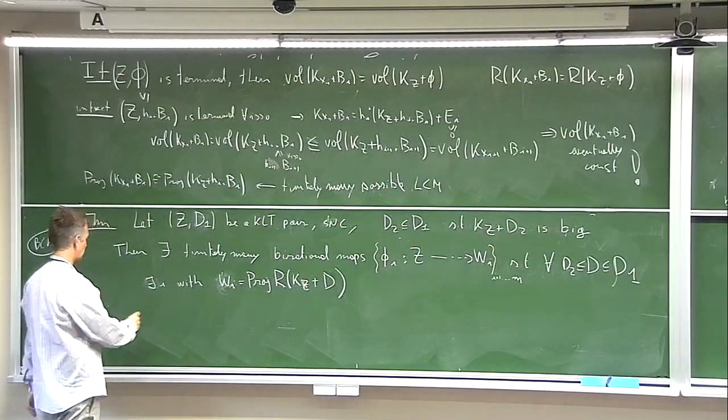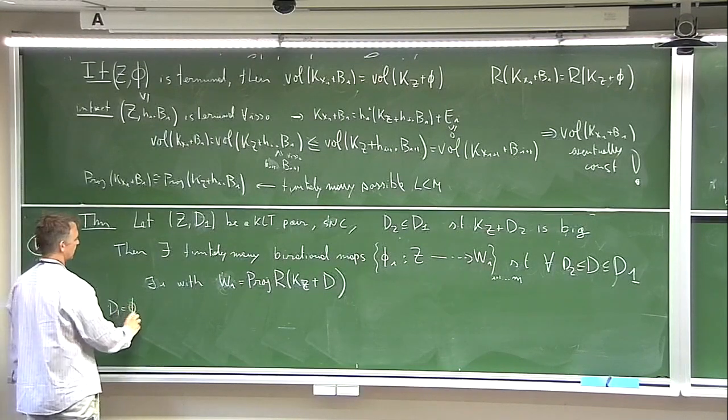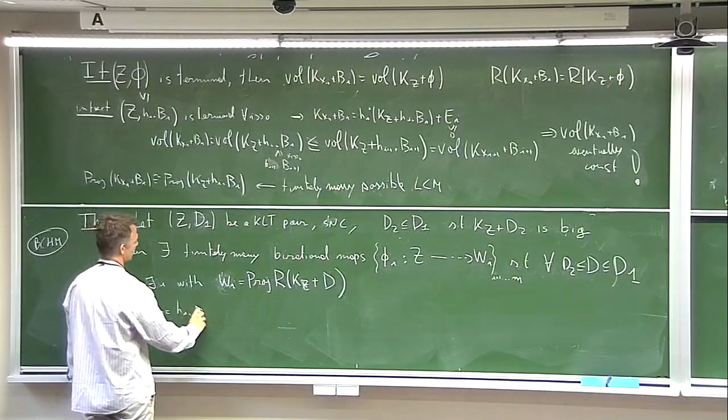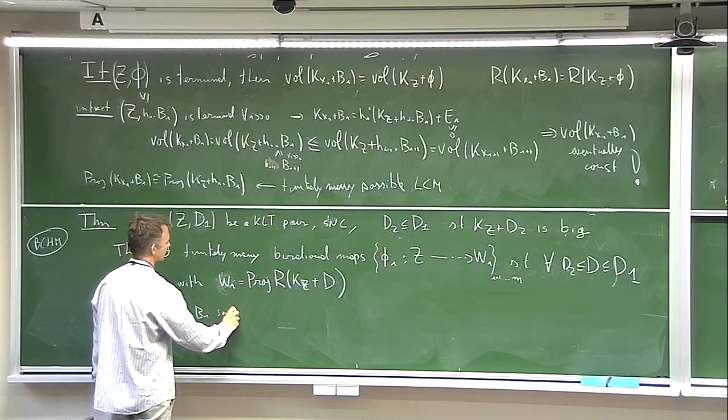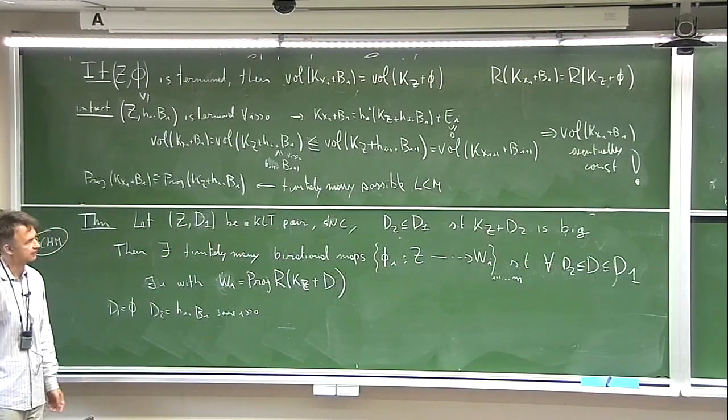So essentially, we apply it with D1 equals phi, and D2 will be H_i minus D_i for some sufficiently big i. That's how you apply it directly.